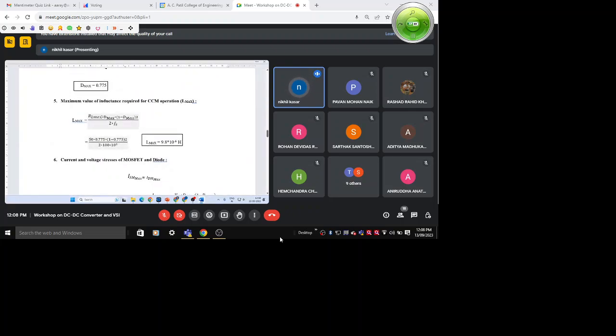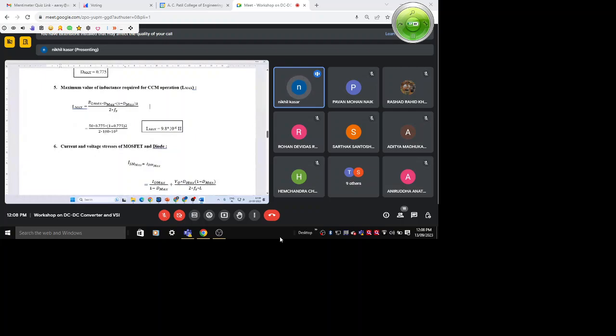RL max, that is maximum value of load resistance, that is 50, maximum 5, again the same value D max divided by twice the switching frequency. You will get the maximum value of inductance, that is 10 raised to minus 6, or we can say it is almost 10 microhenry. In our case it's 10.